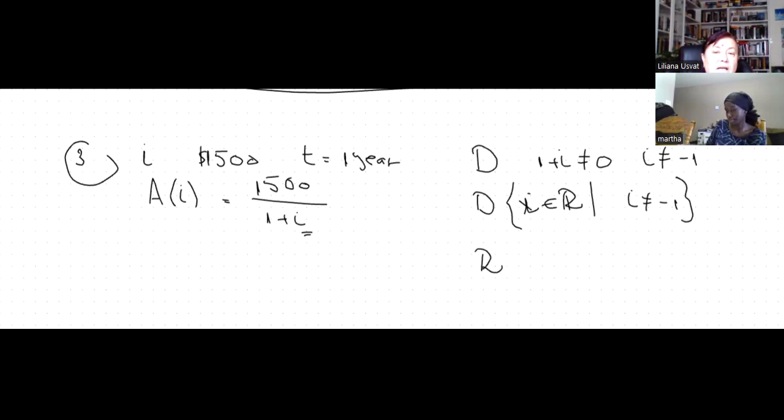The range: I is an element of the real numbers. Now this can be greater than 0. You expect to get some money. So when you deposit some money in the bank, you expect to get some money, not to bring more money to the bank. Makes sense, no?